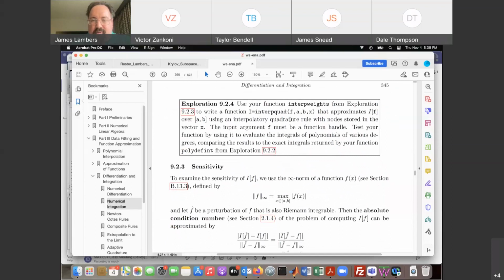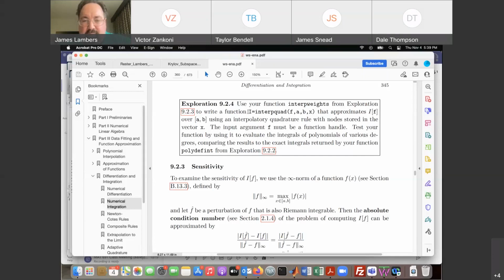So this implements a general interpolatory quadrature rule. What you specify are the function f you want to integrate, the interval you want to integrate it over, and then you specify the nodes. So this can be just some vector of nodes that you choose. And so this function will carry out interpolatory quadrature of this function on this interval using these nodes and the weights that go with them.